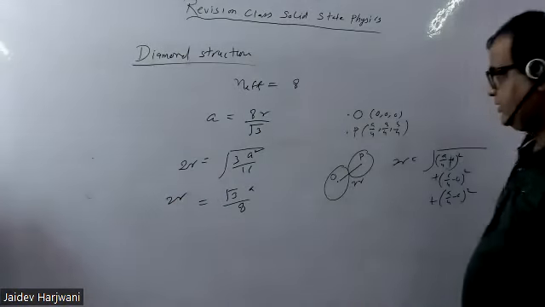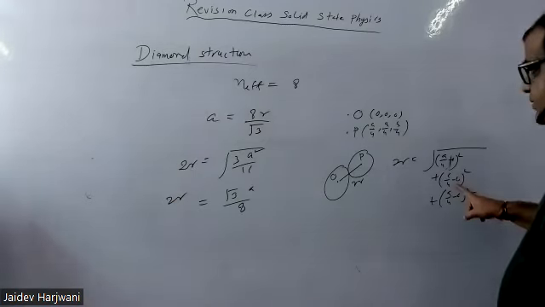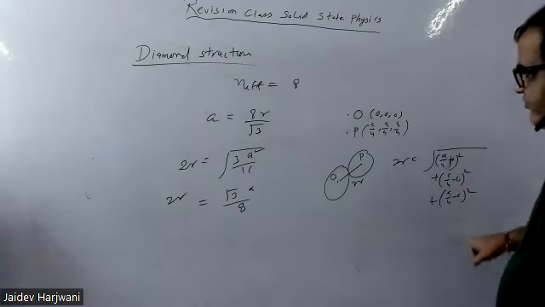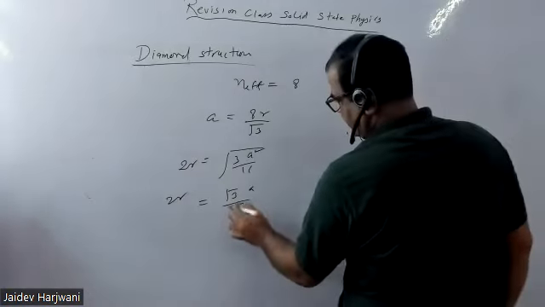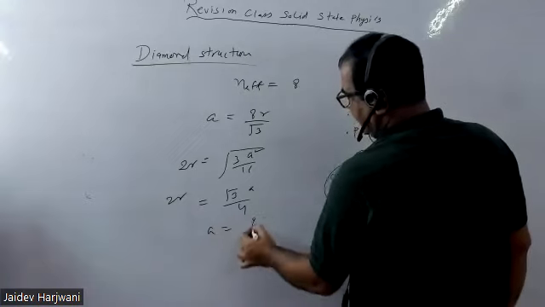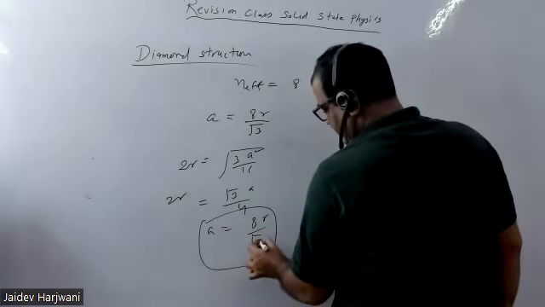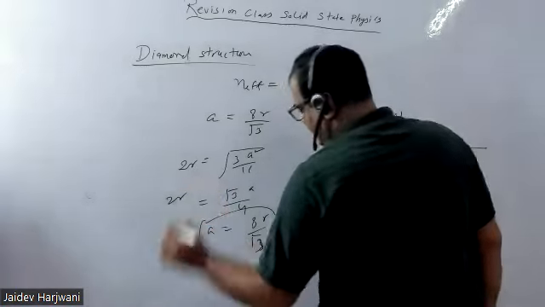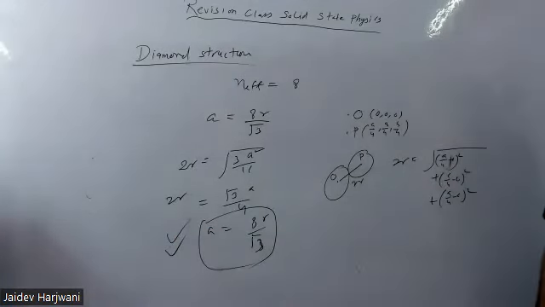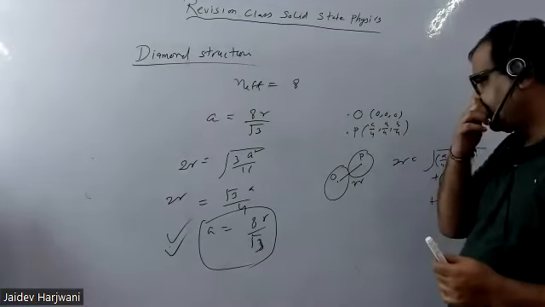Am I right or wrong? Any mistake here? So this is 3A square by 16, which is 4. Okay, so your A will be 8R upon root 3. So this relation is important. This relation you should remember for different systems. So this is for diamond: A is equal to 8R upon root 3.